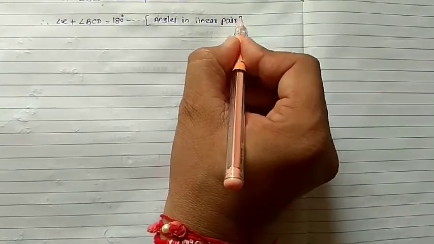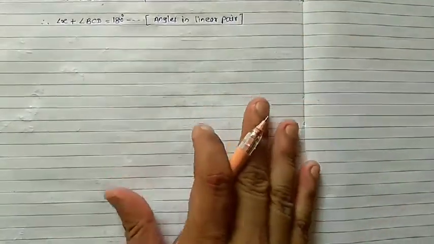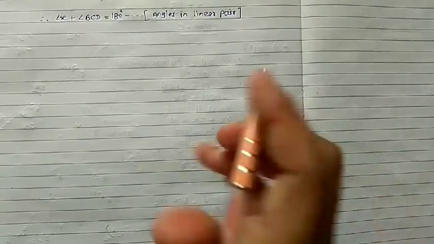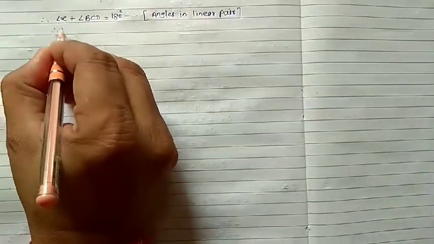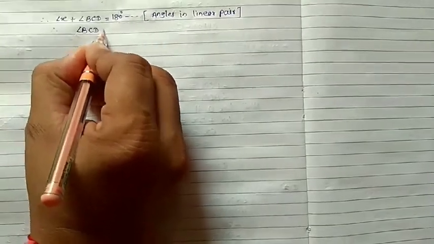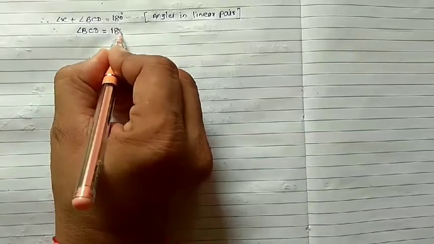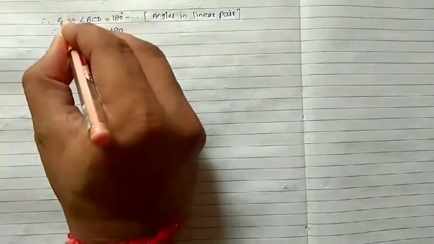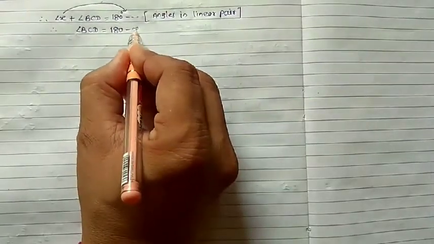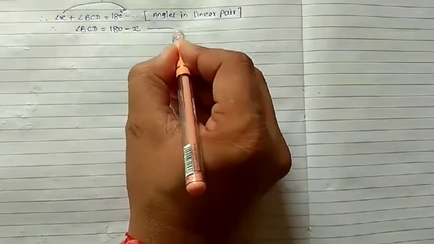Linear pair angles, vertically opposite angles, these angles already we have seen in the last year. So therefore angle BCD is equals to 180. Take plus x to the right hand side, it will becomes minus x. So this is our equation number 1.